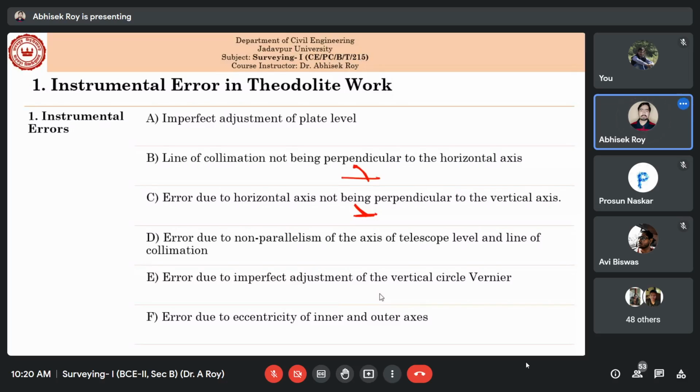Follow? Hyperbolic path, how is it coming? Suppose, okay, at the time of error I will just again explain. Okay?